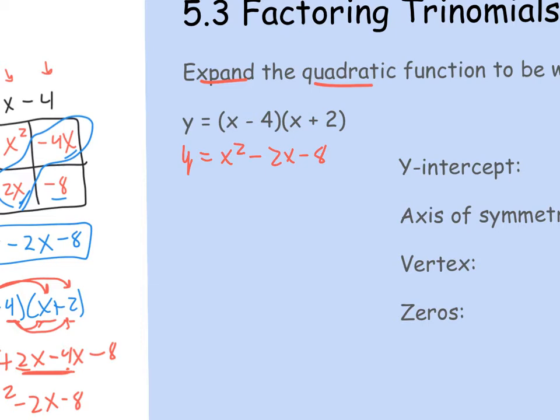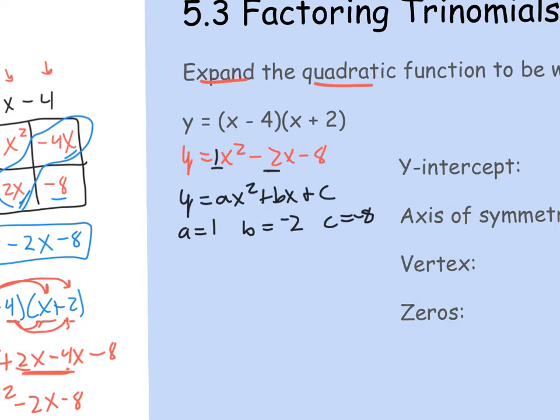And this is in standard form. Standard form, once again, is just y equals ax squared plus bx plus c. So a in this case is just 1. There's nothing in front of there, so that's a 1x squared. B is in front of the x term, that's negative 2. And then c equals the negative 8.